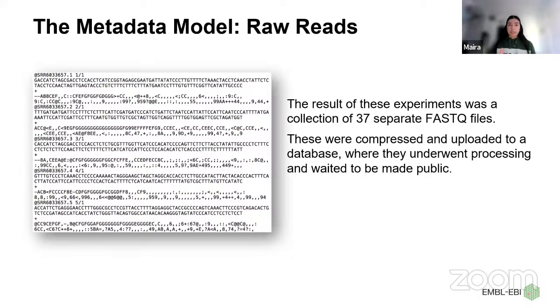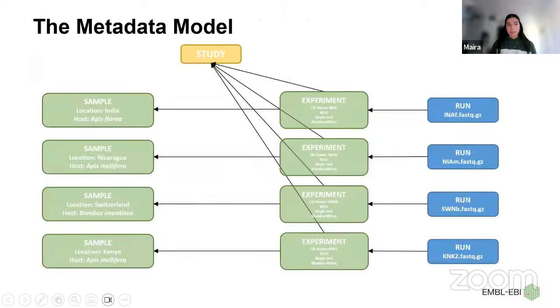The result of these experiments, 37 experiments, gave us 37 single FASTQ files, and you compress these to gzipped or bzip2 format. You upload them to the database and you submit them to us. And then they go through our validation pipelines, and they're waiting to be made public. This is an example of what a FASTQ file looks like for raw reads. Right, and that is how it would look.